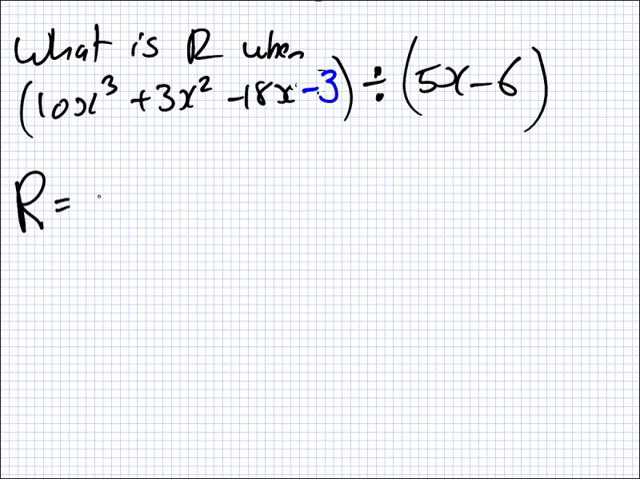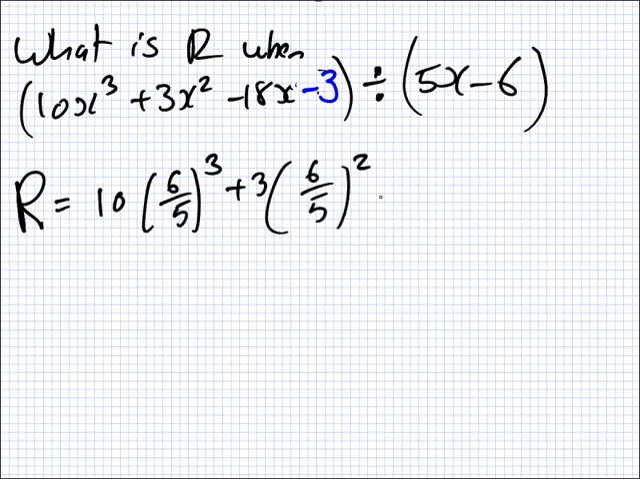So, on your calculator, you should be typing in 10 (6/5)^3 + 3 (6/5)^2 - 18 (6/5) - 3. And when you type that in, what do we get? Minus, is it? Minus what? 3? Exact? Nice, okay, minus 3. Okay, so we're getting the basic idea.